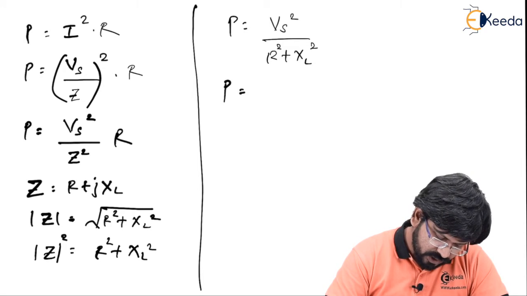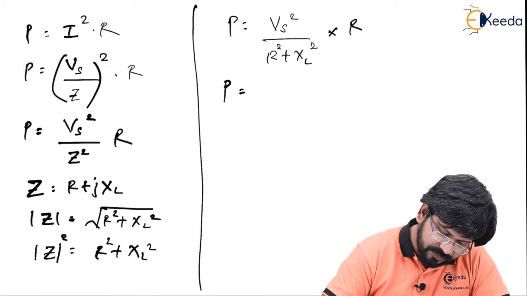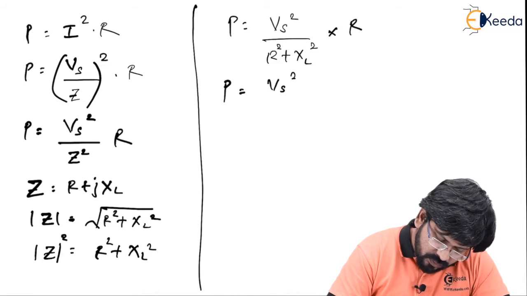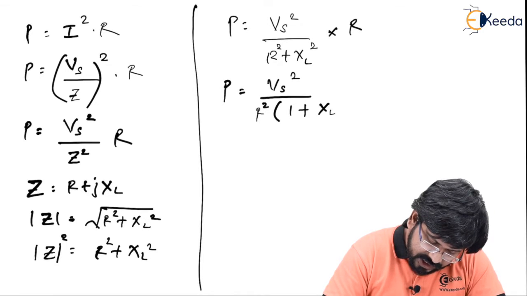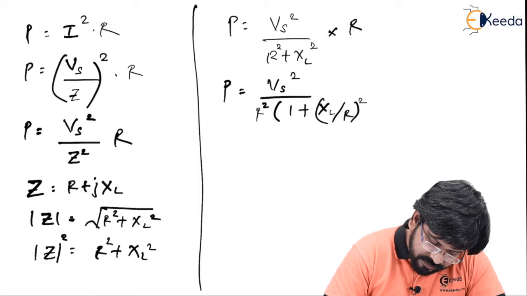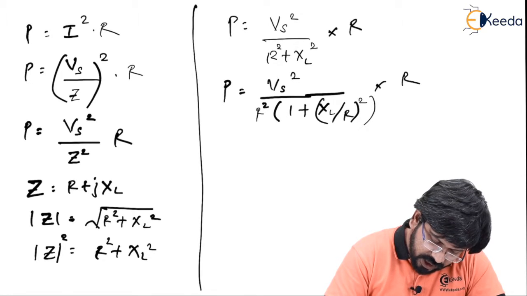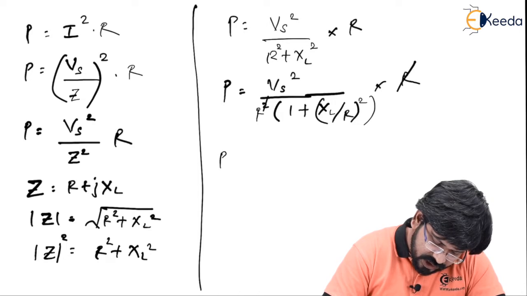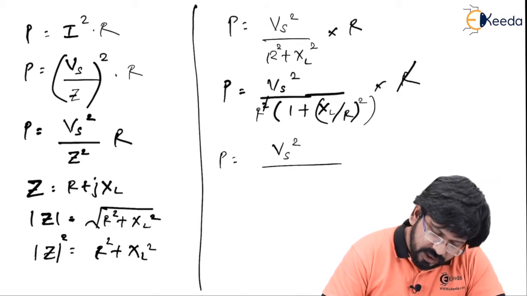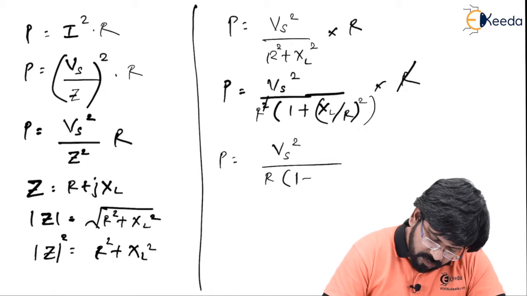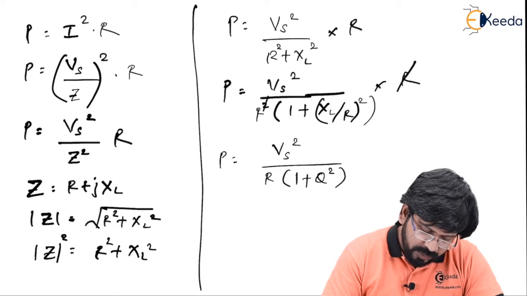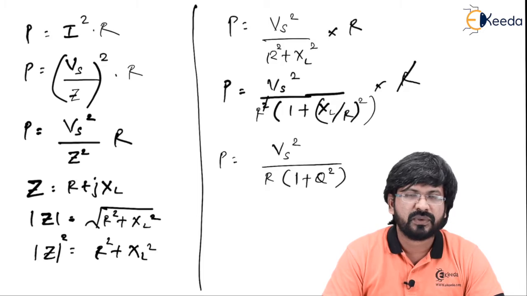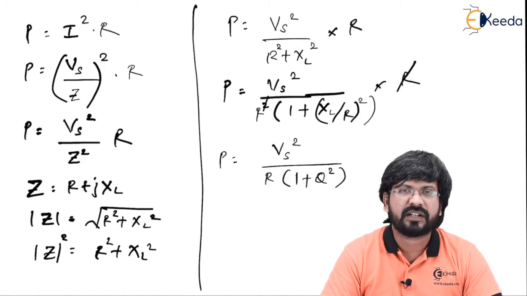Then, of course, it was I square into R, so we need to substitute R also here. Now it becomes P equal to Vs square divided by, if I take R square common, for some reason you will understand why, 1 plus XL upon R whole square into R. Here, R and R get cancelled. What is remaining? P equal to Vs square divided by R into 1 plus XL upon R, which can be replaced with Q. So this was our whole motive to bring power in terms of quality factor, because we have to see what exactly happens when quality factor gets doubled.